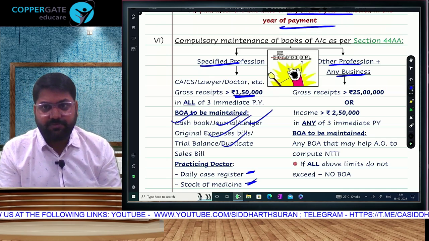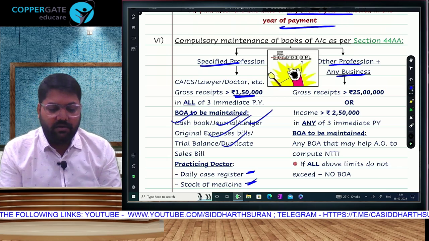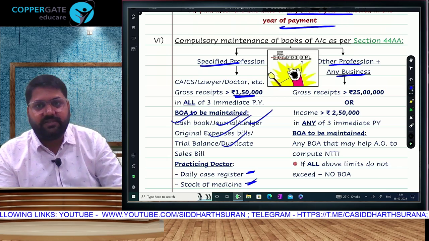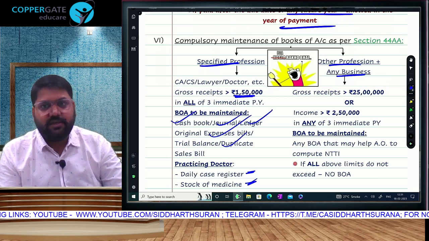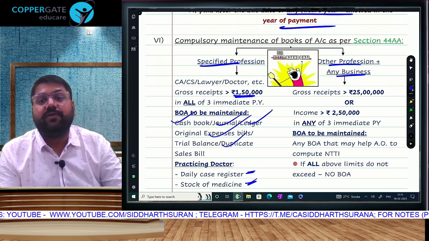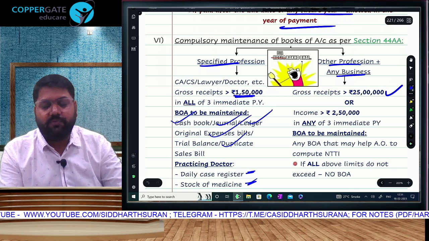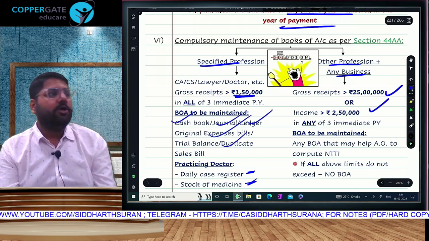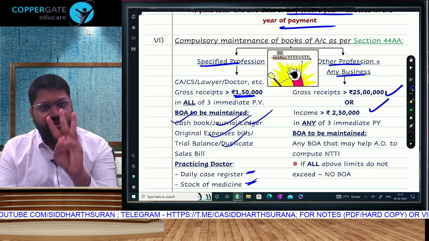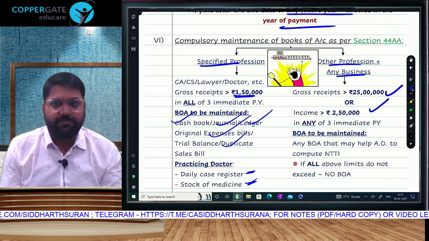And for other business profession other than specified profession, which anybody who does not fall in specified profession, does not fall in rule 6F, then we have to check the turnover as well as profit. For turnover, we will apply 2,25,000 ka limit, and for profit, we will apply 2,50,000 ka limit. So 3 years ka turnover we will check, and 3 years ka profit we will check.